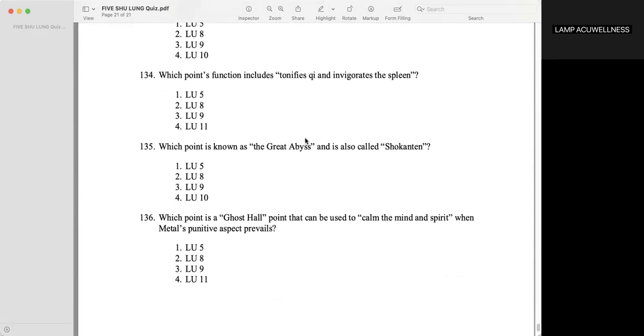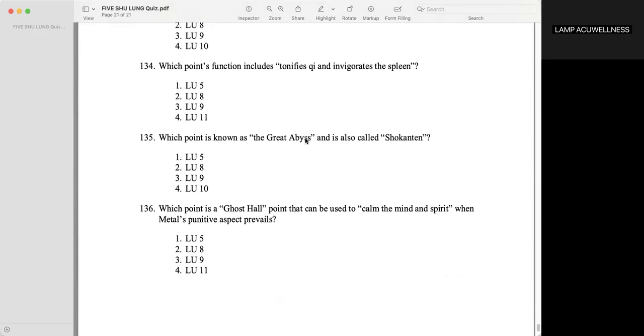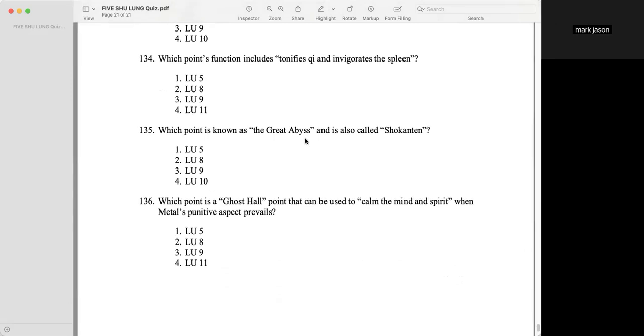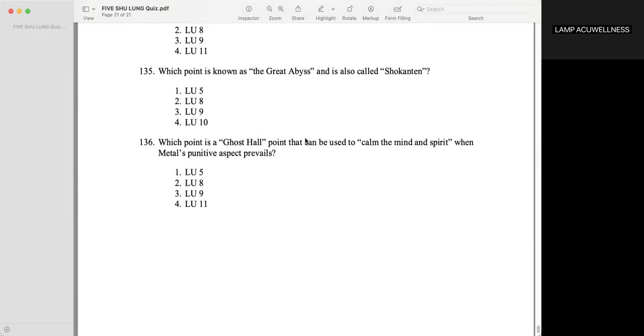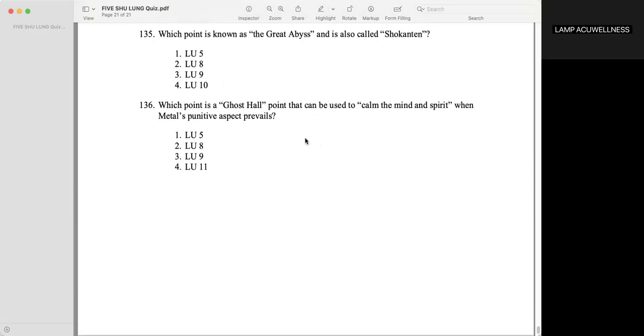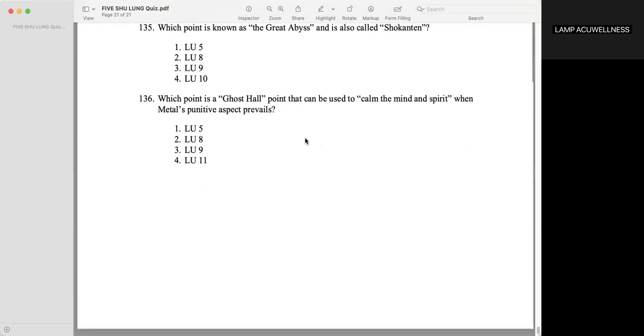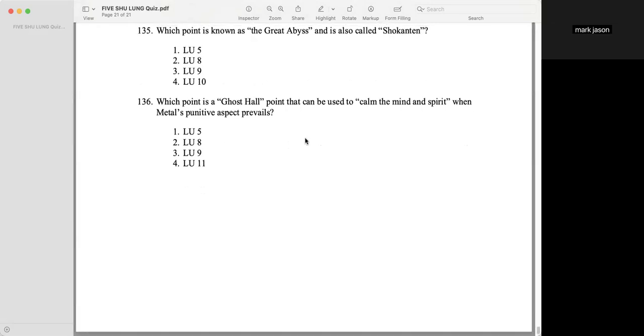Which point's function includes tonifying chi and invigorating the spleen? Lung 9. Which point is known as the Great Abyss and is also called Shokanten? Lung 9. Which point is a ghost hole point that can be used to calm the mind and spirit when metal's punitive aspect prevails? Lung 5.